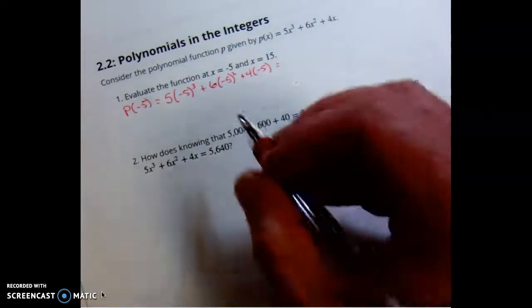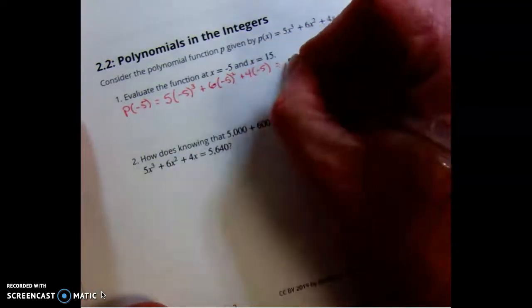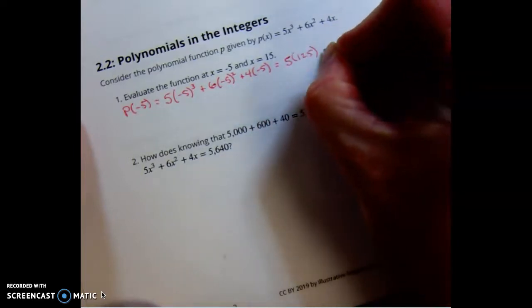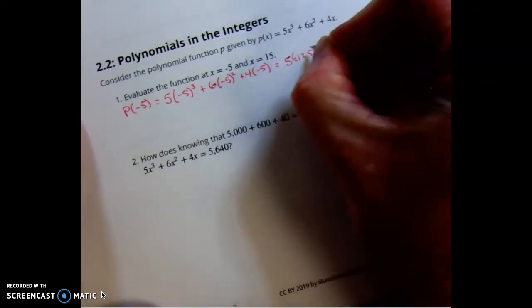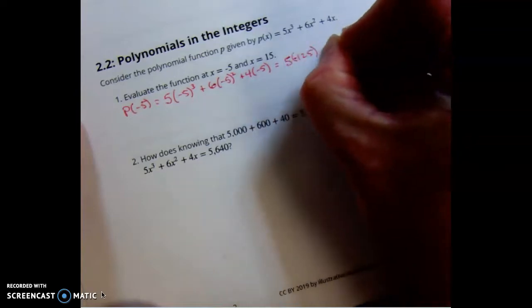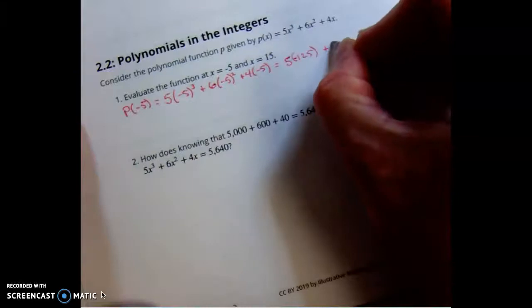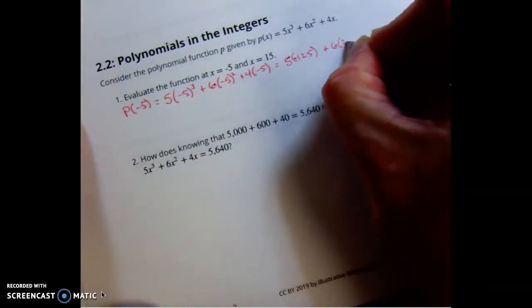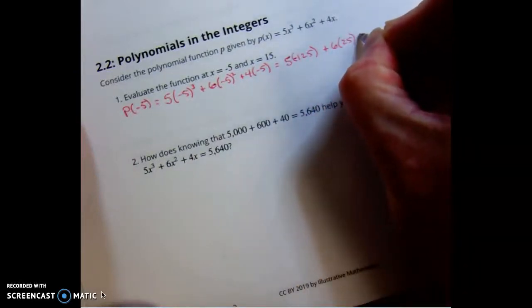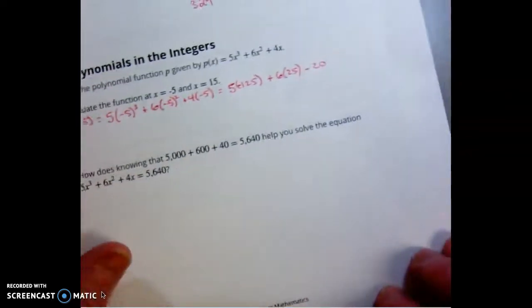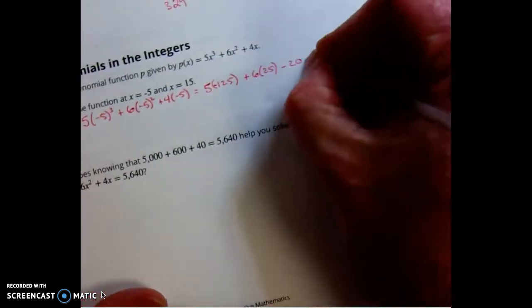Okay, so -5 to the third power would be -125. So we have 5 times 125, and it'd be negative because there's 3 of them, plus -5 to the second would be a positive 25. 4 times -5 would be -20. Okay, so I'm almost there. I could go one more step here.